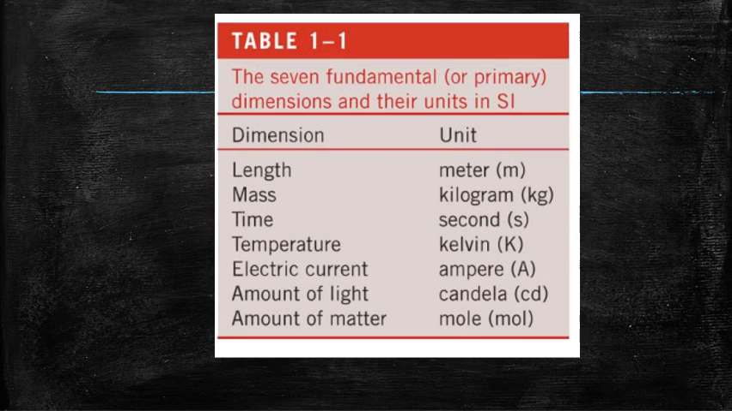The 7 fundamental, basic, or primary units: length, measured by meter; mass, measured by kilogram; time by second; temperature by Kelvin; electric current by ampere; light by candle; amount of matter by mole. Those are 7 primary or fundamental units.